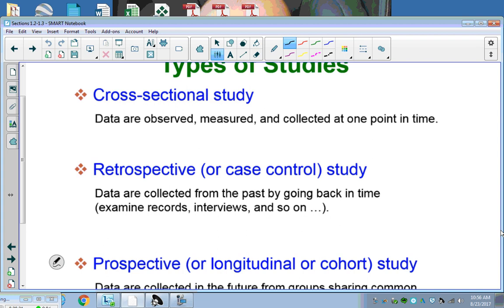So maybe we're trying to see where students have problems in a particular course. I'm going to look at where they are at week 4. Okay? Retrospective is when I'm going to go back to the past and examine records that are already there, that have already been done.